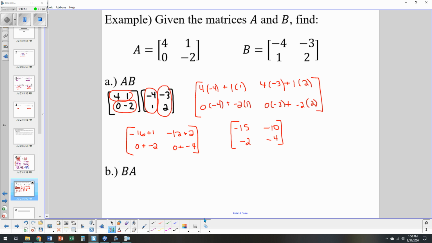So now we're going to look at B times A. So I'm going to rewrite my two matrices, but this time I'm going to put B first. So that was negative 4, negative 3, 1, and 2. And for my second matrix, that's 4, 1, 0, negative 2.